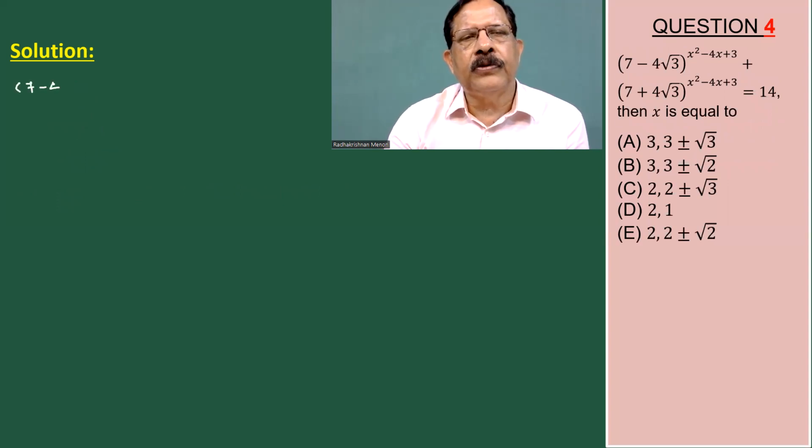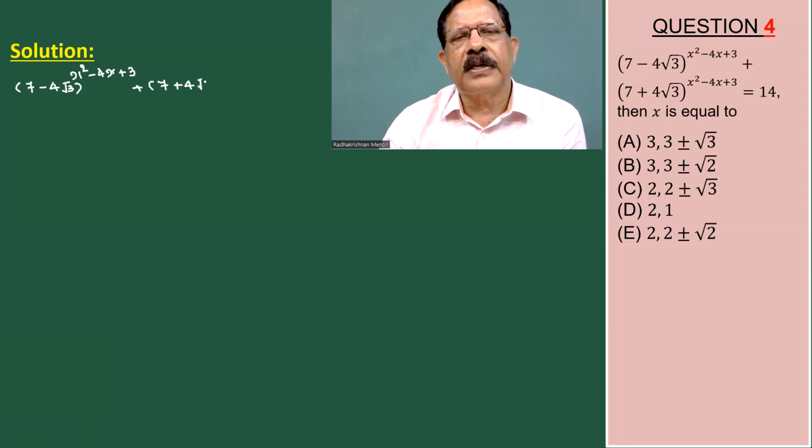7 minus 4 root 3 raised to x squared minus 4x plus 3, plus 7 plus 4 root 3 raised to x squared minus 4x plus 3. It's not 4, it's 4 root 3, sorry. So I am writing here 4 root 3, here also 4 root 3. Okay. X squared minus 4x plus 3 is equal to 40.